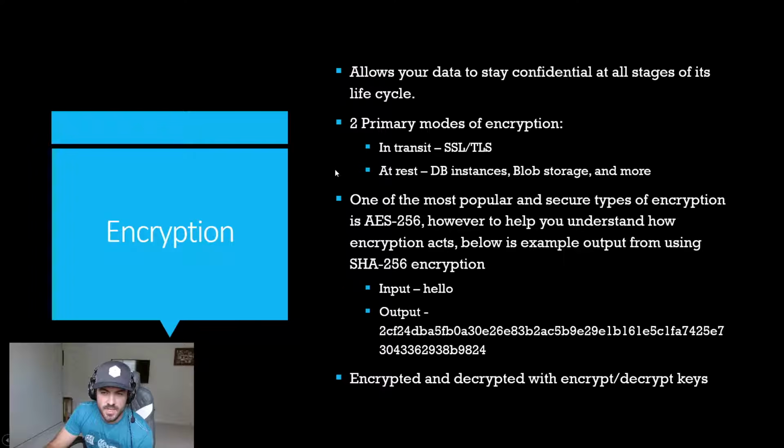One of the most popular and secure types of encryption is AES-256, but just so you get an idea of how encryption works, below is an output from using a different type of encryption, which is actually considered a little less secure than AES 256-bit. So if I put in the input of hello and then encrypt it using SHA 256, this is what I get. If you were to show me this, there's no way I would know that it says hello. So that's how encryption works. It just makes plain text basically unreadable, all right, which is what you want. And then data is encrypted and decrypted with encrypt and decrypt keys.